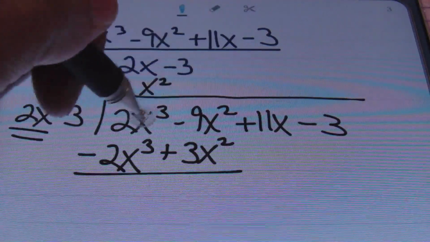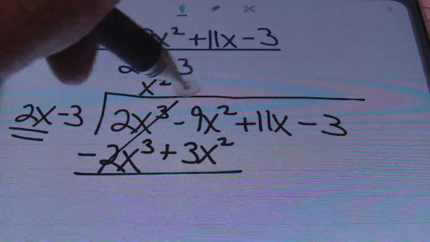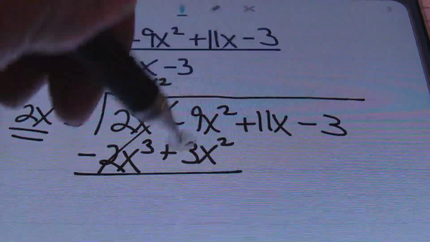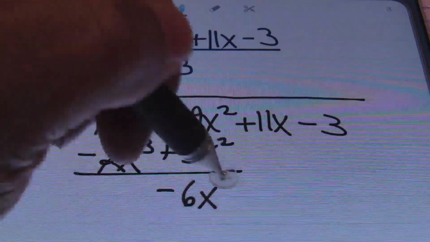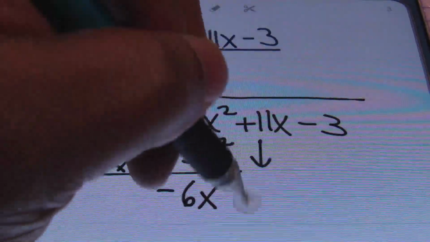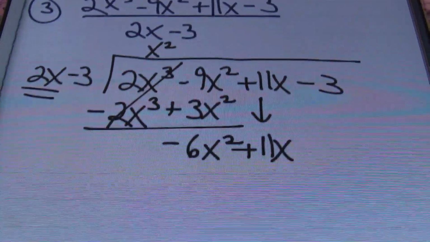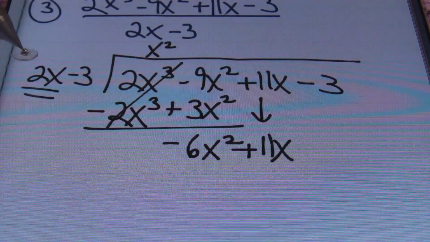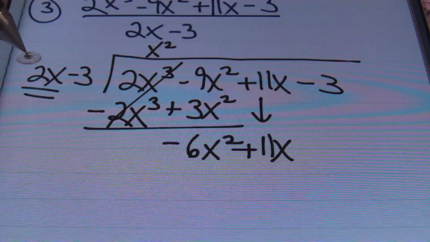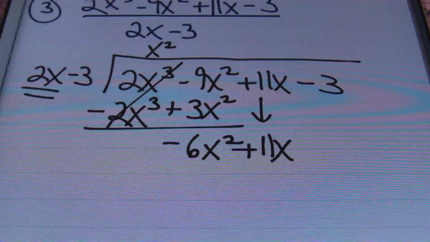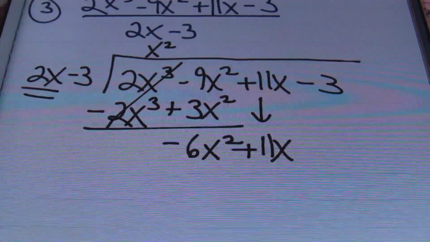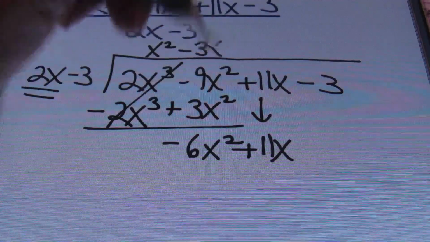From there, I'm going to cancel out these 2x cubes. A negative 9x squared and a positive 3x squared brings me a negative 6x squared, and then I'll bring down a positive 11x, just like that. Okay, so I'm back to referring to this first term in the binomial. What can I multiply 2x by in order to get negative 6x squared? Well, you're right. I'll need negative 3x in order to make that happen.